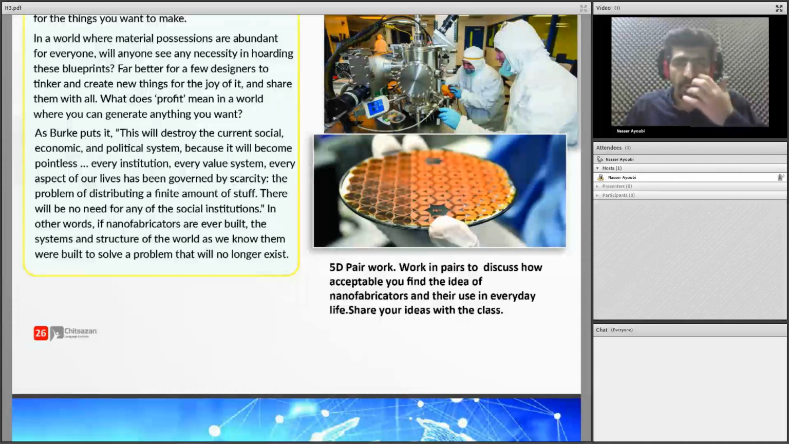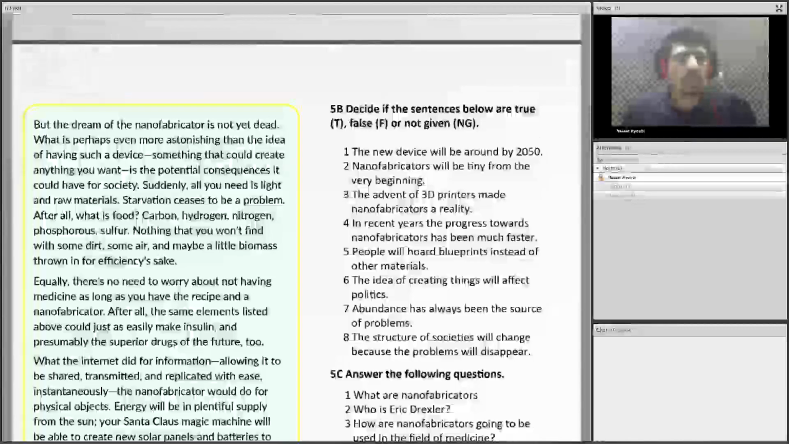So, in other words, if nanofabricators are ever built, if we come up with these nanofabricators, the systems and structures of the world that in the past used to solve the problems will be useless, because there will be no problem to solve. Well, I hope I could make the text that is really difficult more understandable.